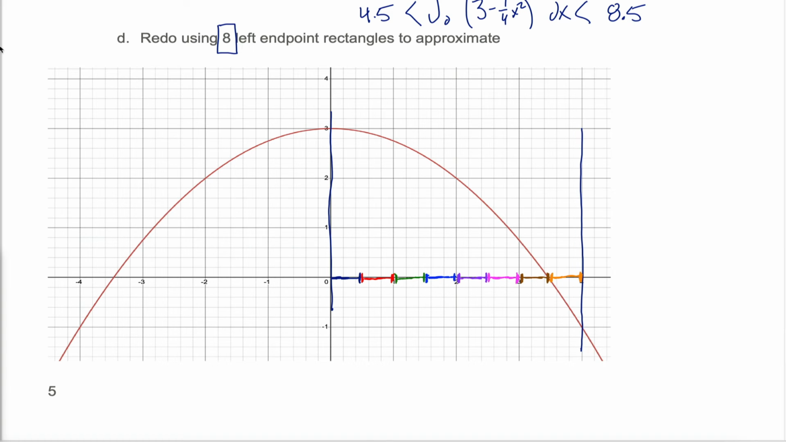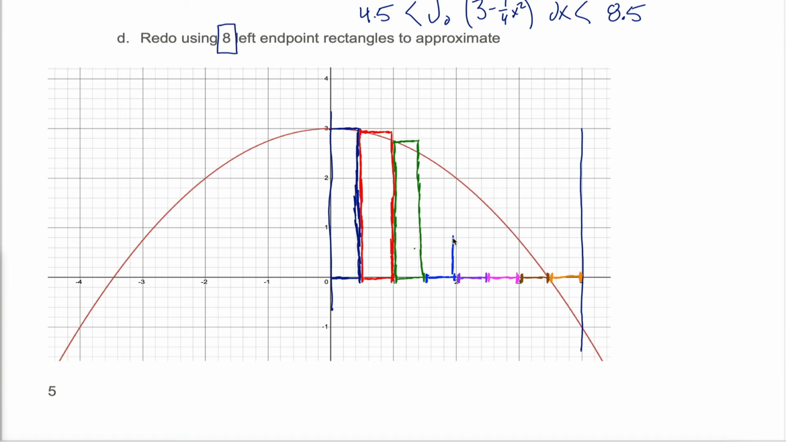Well, I'm using left endpoints. So this first rectangle from 0 to 1/2 will use its left endpoint at 0 to figure out its height. The next rectangle goes from 1/2 to 1. The right endpoint is 1. The left endpoint is 1/2. We're using left endpoints, so its height is based upon the height of this curve when x equals 1/2. Same logic for the next rectangle, which goes from 1 to 1.5. Right endpoint's 1.5. Left endpoint is 1. I'm using left endpoint, so I care about the height at 1. And so on and so on.